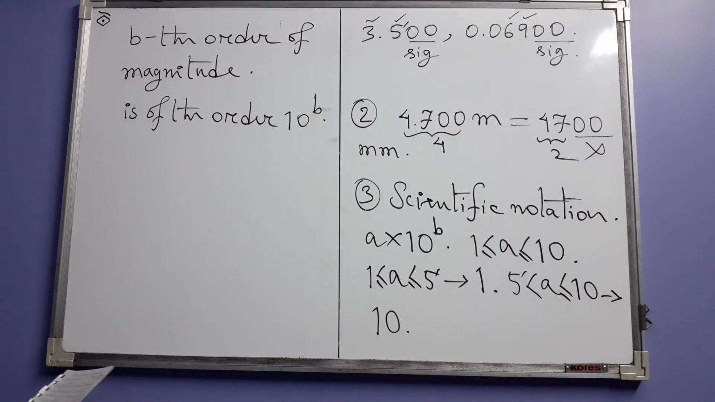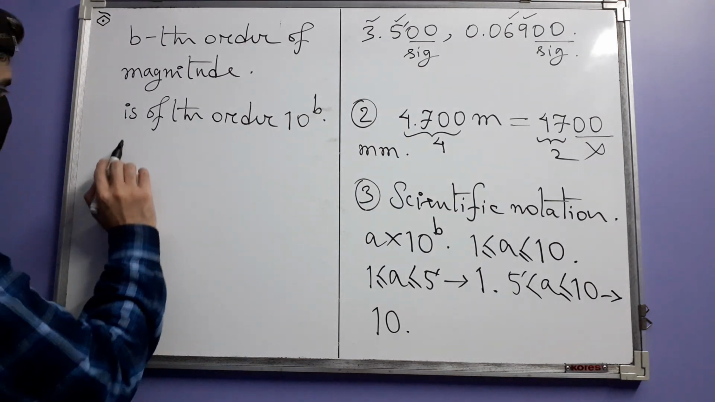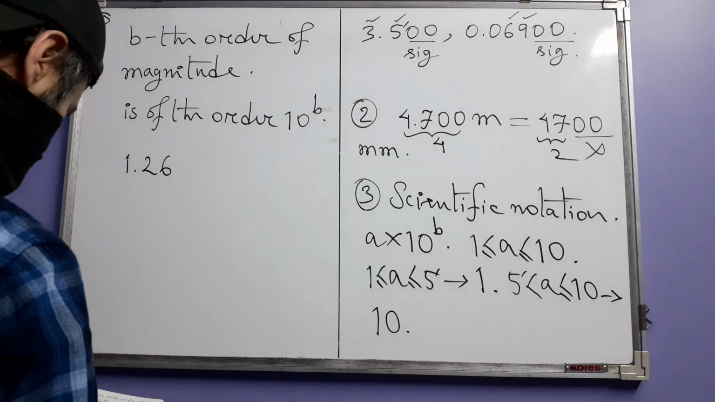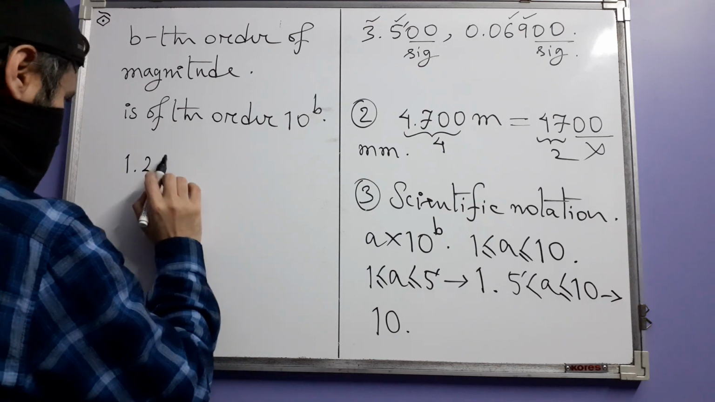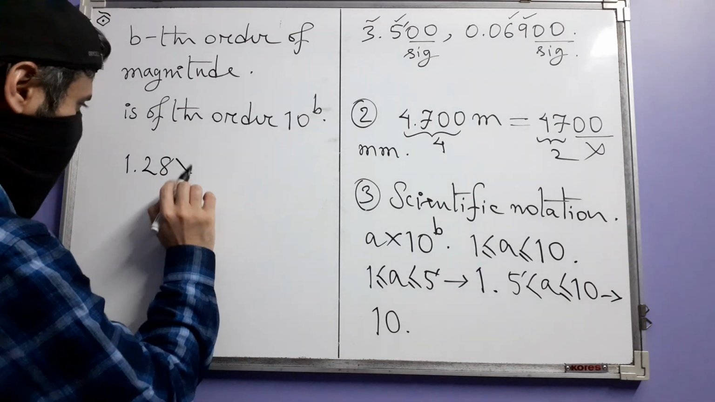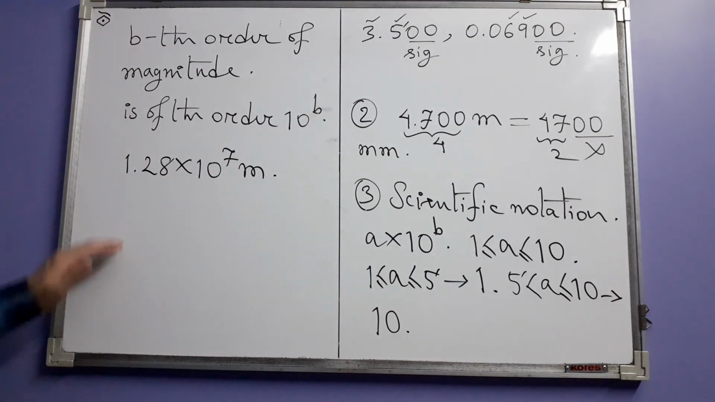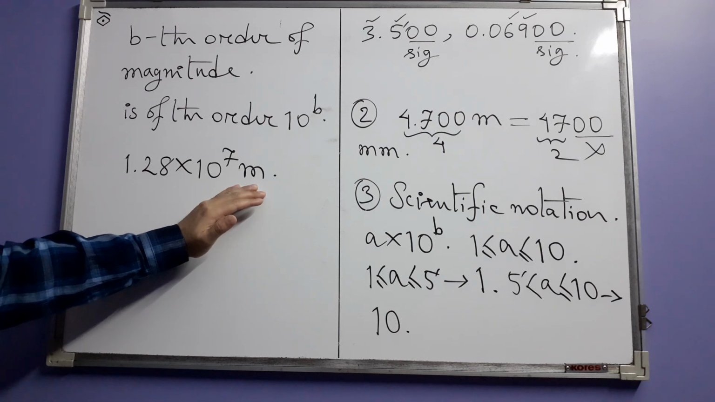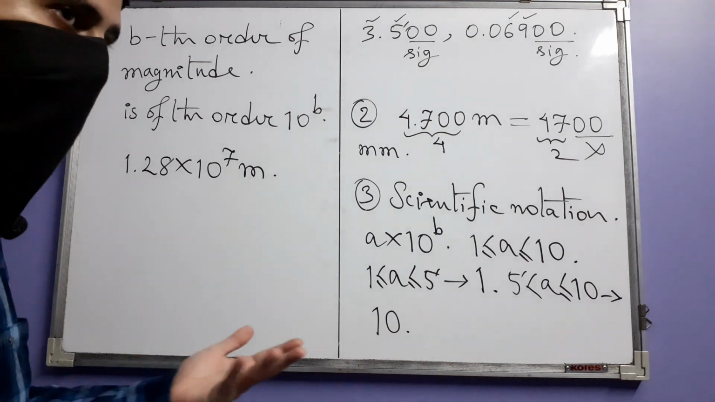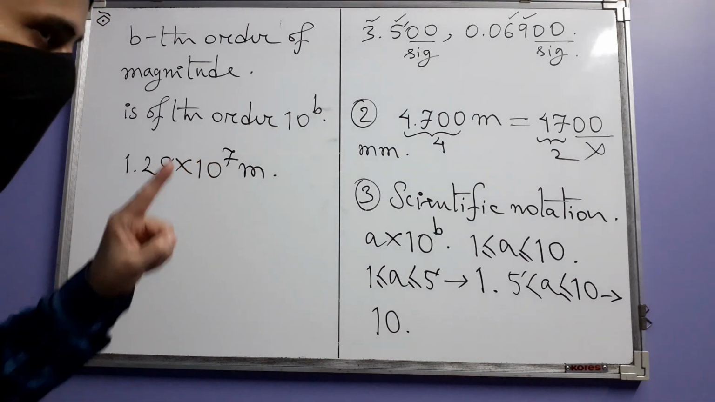For example, the authors give an example also. Say the diameter of Earth is 1.28, sorry, I don't want to be wrong, 1.28 times 10 to the power 7 meter. And from this measurement, you can say that the diameter of Earth is of the order of 10 to the power 7 meter, and it has the order of magnitude 7.